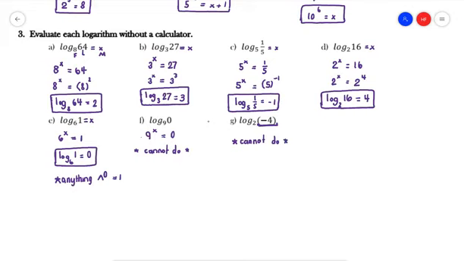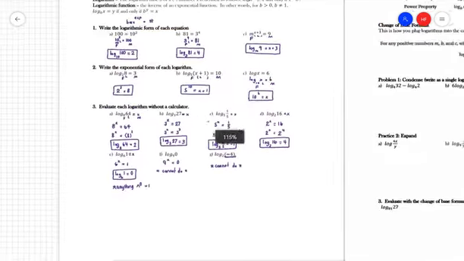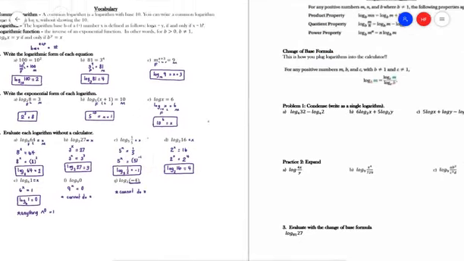So f and g are logs that we cannot work with. We can't take the log of a negative number. We can't take the log of 0. And then e is one that we need to know that anything to the 0 power is 1.